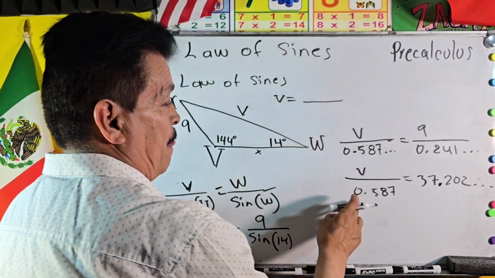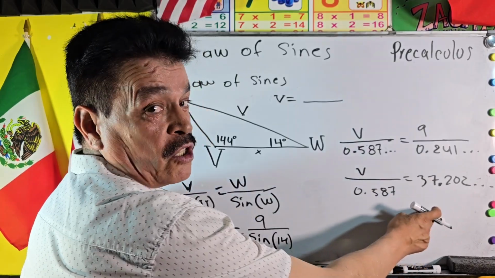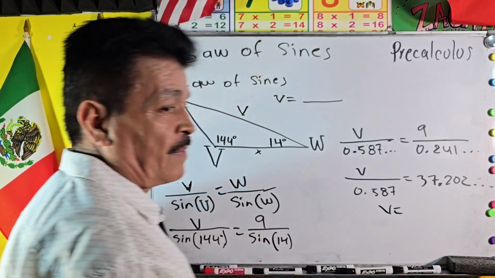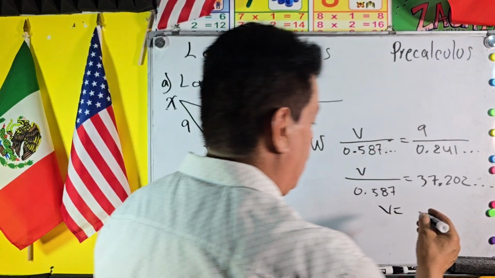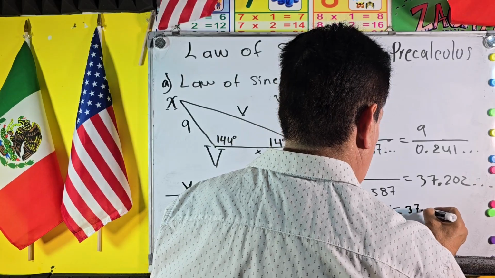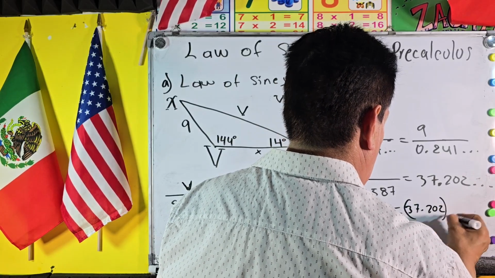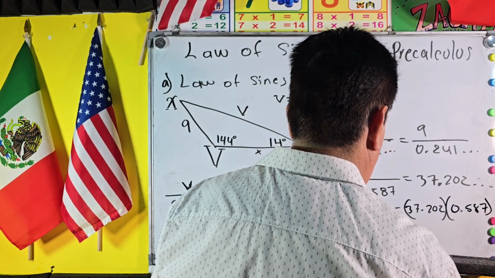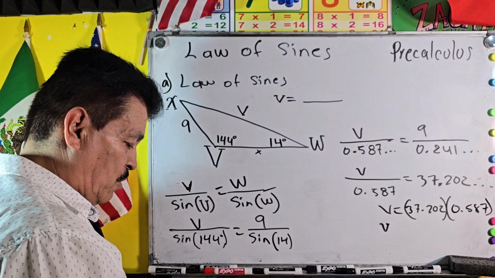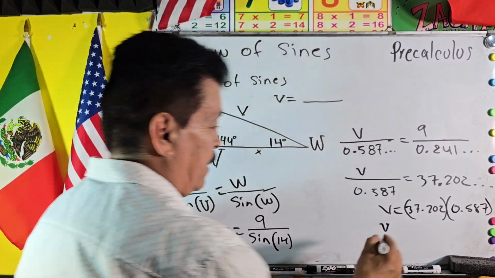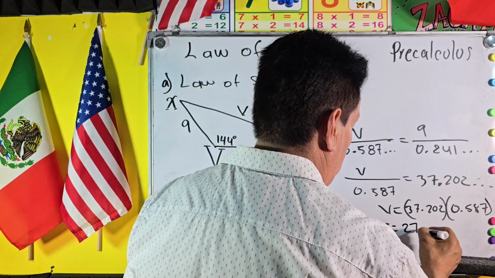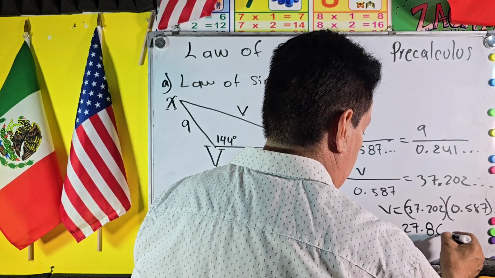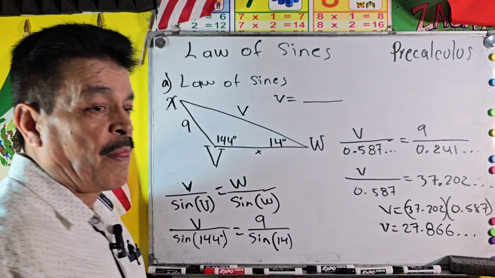Okay. So now, this is division. Just move to multiply on the other side. You multiply this number and you are going to have b. I mean, this b equals, let me write it on the other side. So 37 times 202, I'm going to use the parentheses, times 0.587. Okay, do the operation. It's going to be 27 point, use three numbers only, 8866. So that's the answer.